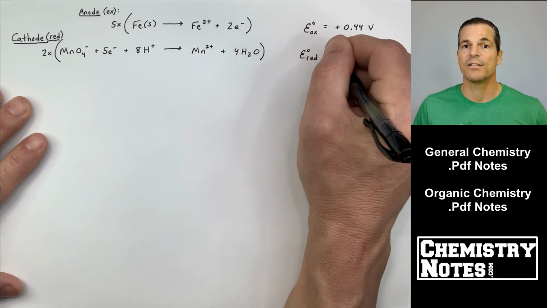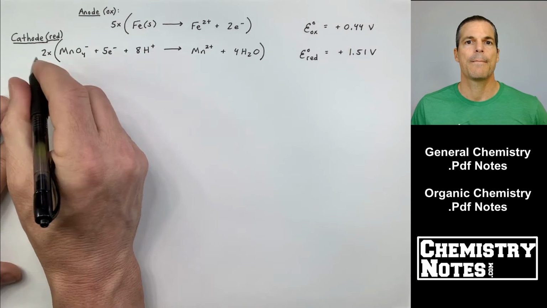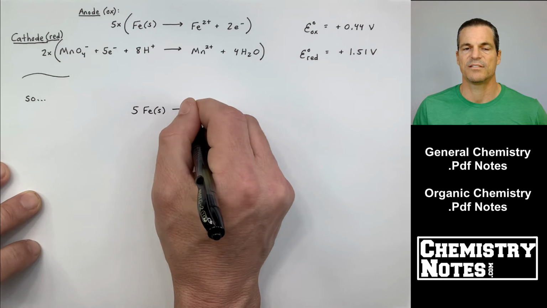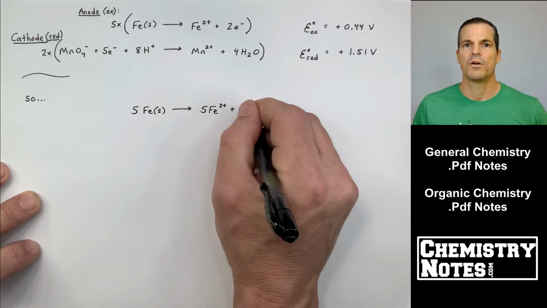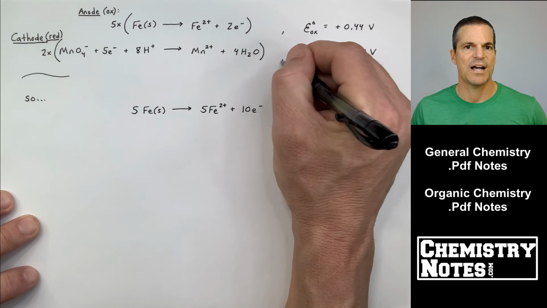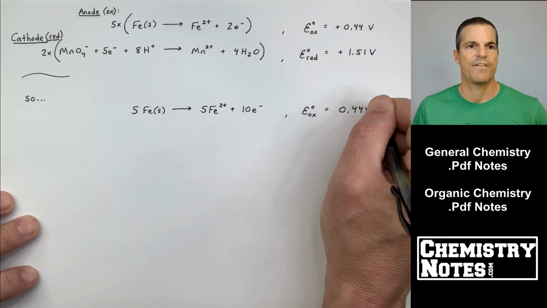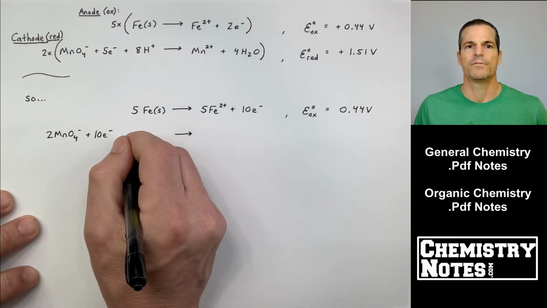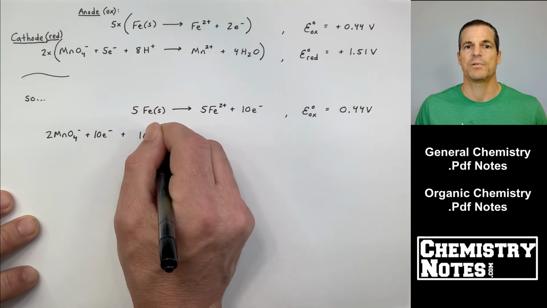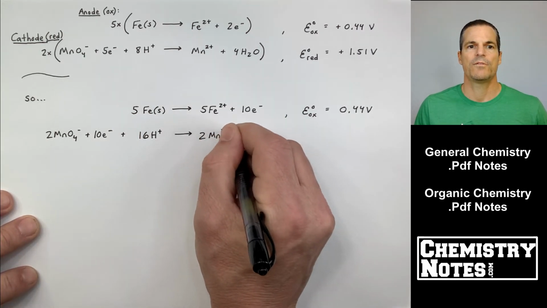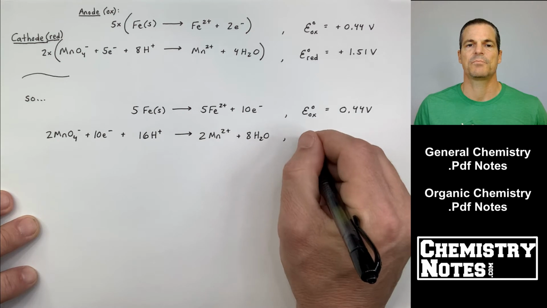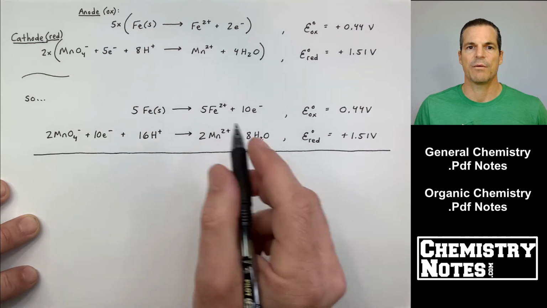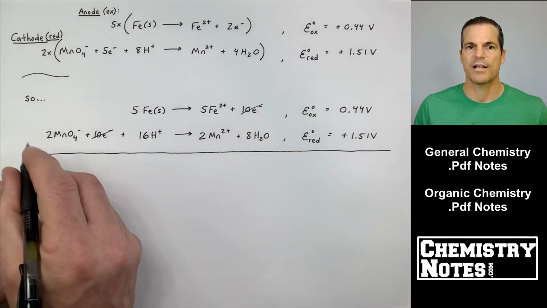So the oxidation half reaction is positive 0.44 volts, and the reduction half reaction potential stays the same, 1.51 volts. Notice how I did not multiply through my E oxidation or my E reduction by 5 or by 2. We don't do that. So what do we have? Multiplying through, 5 Fe solid yields 5 Fe2+ plus 10 electrons. 2 MnO4- plus 10 electrons plus 16H+ yields 2 Mn2+ plus 8H2O. Let's add things up. Let's get rid of my 10 electrons. That's all that got eliminated there.